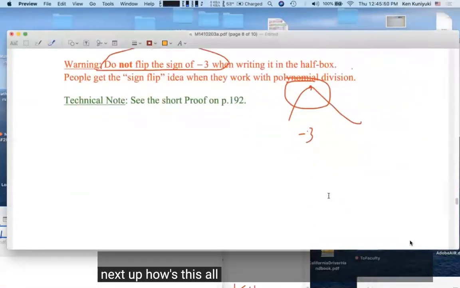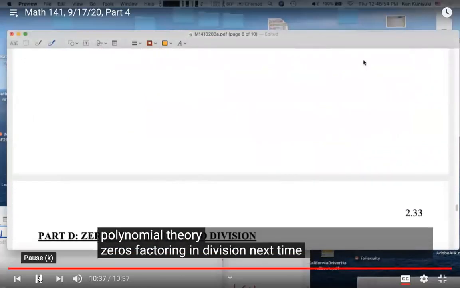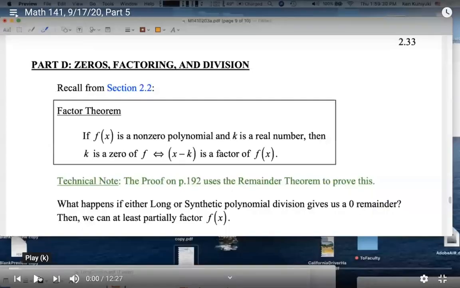Next up, how is this all related to polynomial theory? Zeros, factoring, and division. Next time. Any questions?